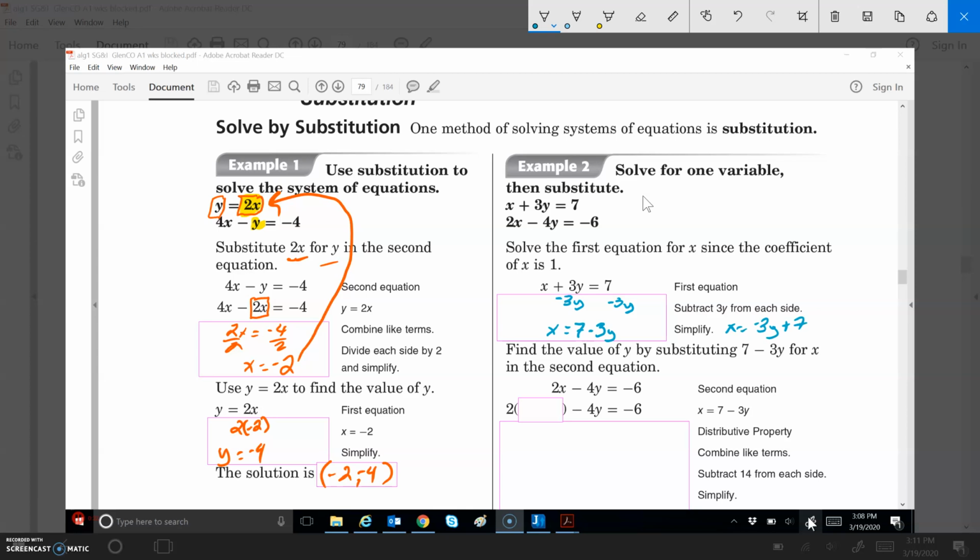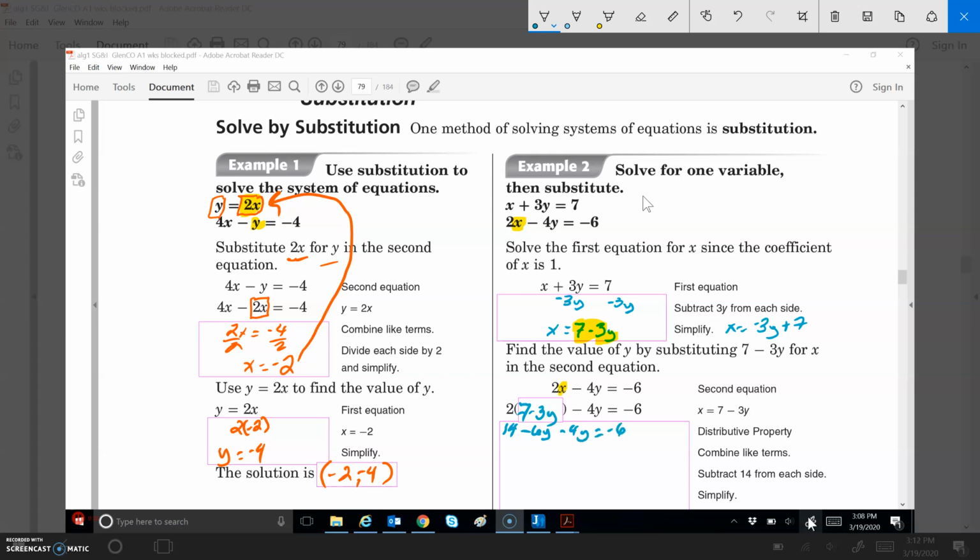So find the value of y by substituting 7 minus 3y for x, okay? So this time, notice I have this whole thing is for x. So I'm going to replace that chunk for that x in the second equation. So instead of x, I'm going to write 7 minus 3y. So here we go. What we need to do first is distribute this 2. So 2 times 7 is 14. 2 times 3 is 6. Minus 4y equals negative 6.